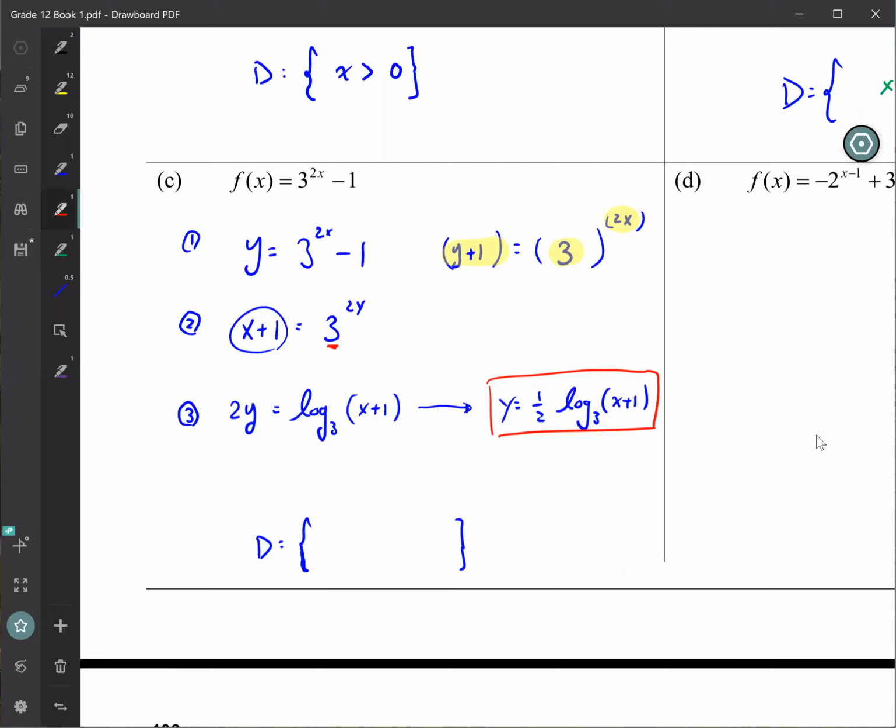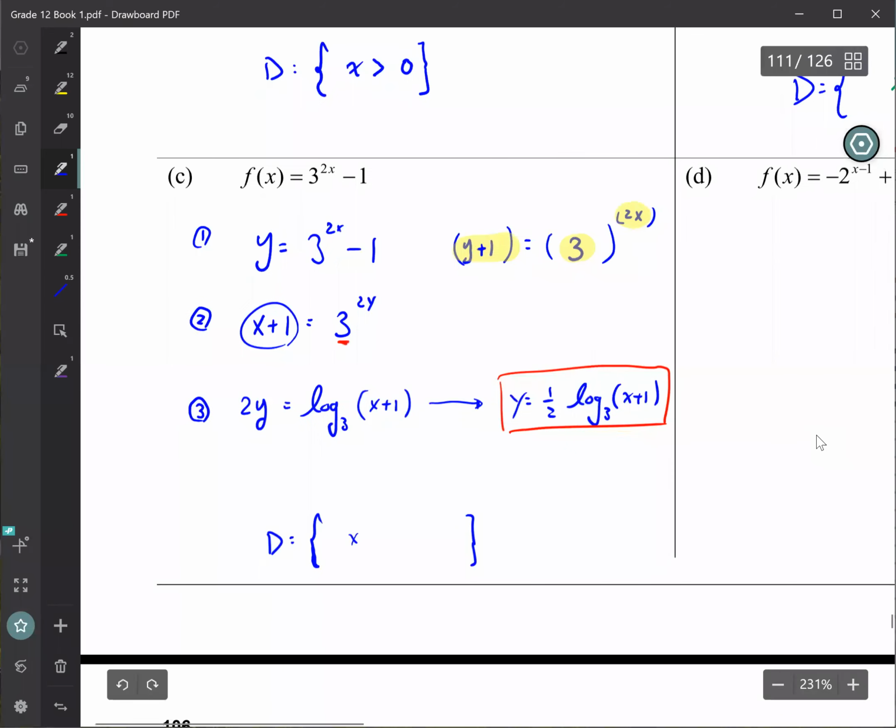What do you have for domain, Cindy? X is greater than 0. Anyone else got different? Did everybody get X greater than 0? X is greater than -1. Anyone else? How about Eric? I also have X is greater than -1.